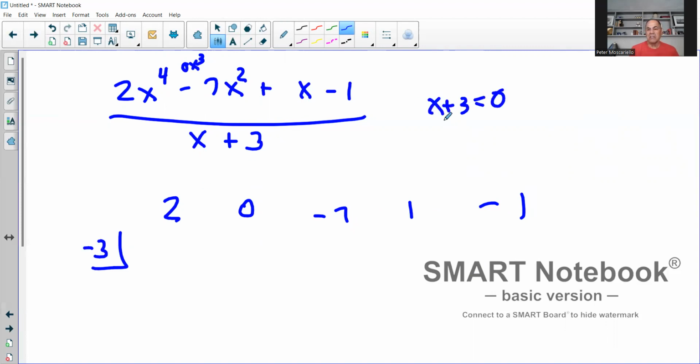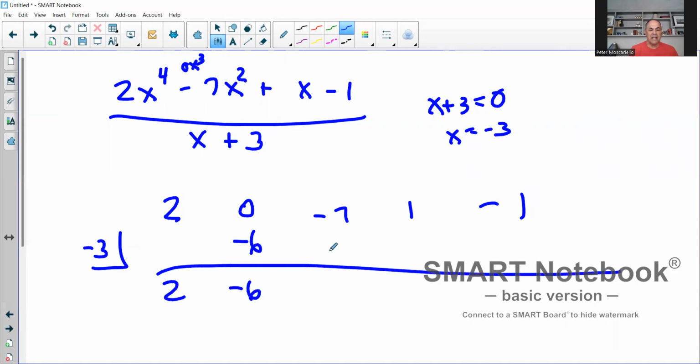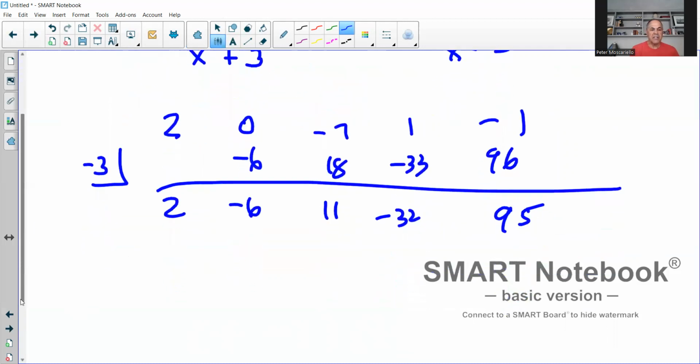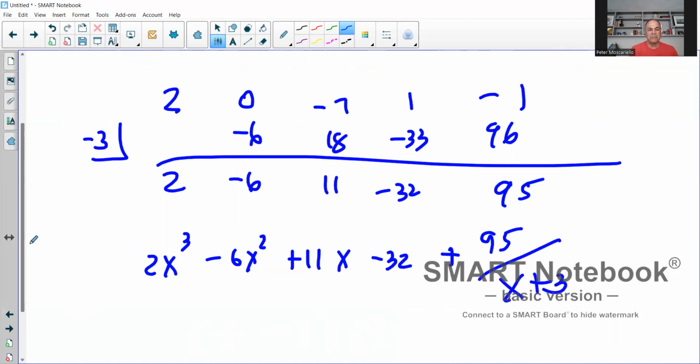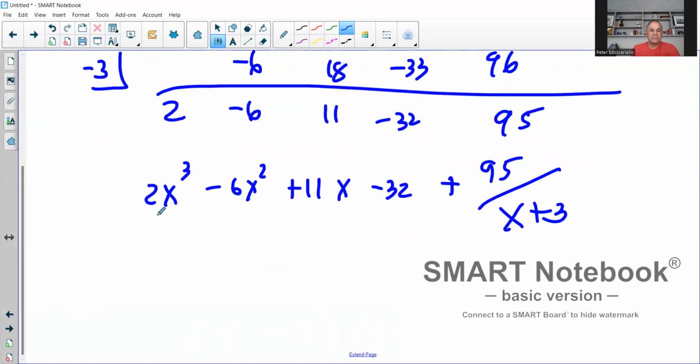It's what makes this equation true. Well, that's x equals negative 3. So negative 3 there. Bring down the 2, multiply, add, multiply, add, multiply, add, multiply, add. So our answer is 2x cubed minus 6x squared plus 11x minus 32 plus the remainder of 95 over the original x plus 3. That's your equation.